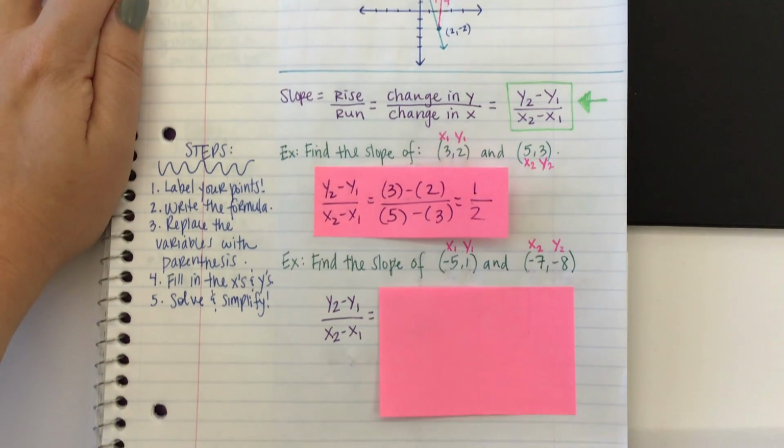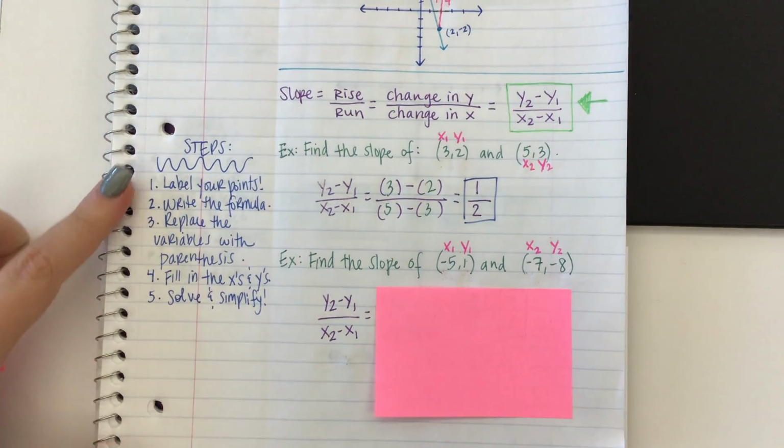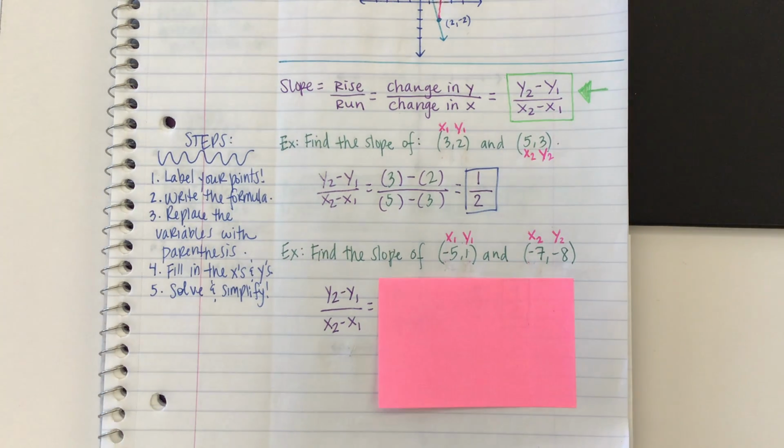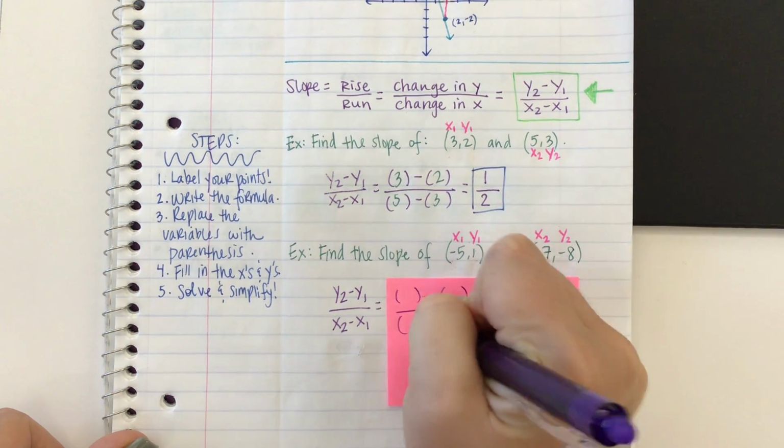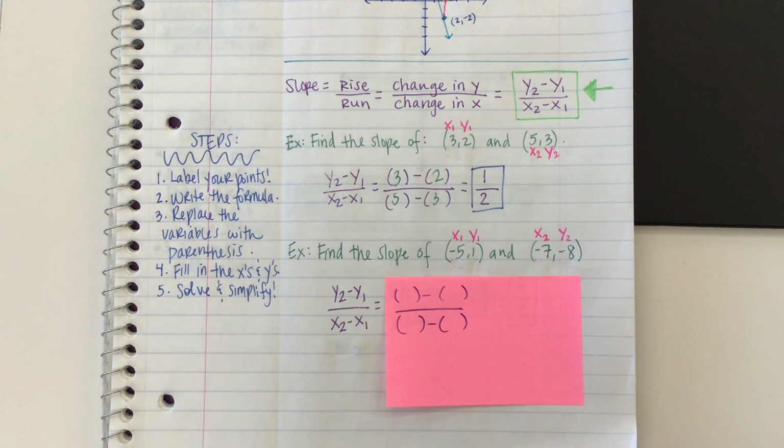Okay, moving on. Last example. All right, find the slope of the points (-5, 1) and (-7, -8). So as you can see, I already did the first 2 steps for you. I labeled my points and I wrote down the formula. The next step is to replace the variables with parentheses. Again, you will see why it is very important. This step is super important. Do not forget it. Then we fill in our x's and our y's.